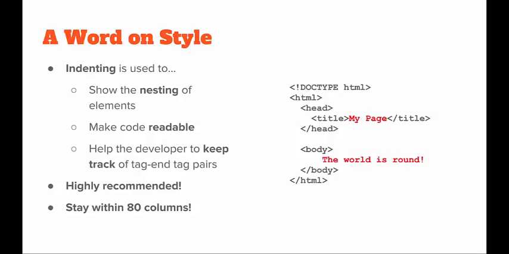One thing you can do is to use indenting when you write HTML code. Indenting can be used to show the nesting of elements, for example, one element inside of another. As we see here on the right, the title element is within the head section, or within the head element, and the text, "The world is round," is within the body element. This helps to make the code more readable and helps the developer to keep track of tag and end tag pairs. It's highly recommended, and another thing that I recommend is to stay within 80 columns.